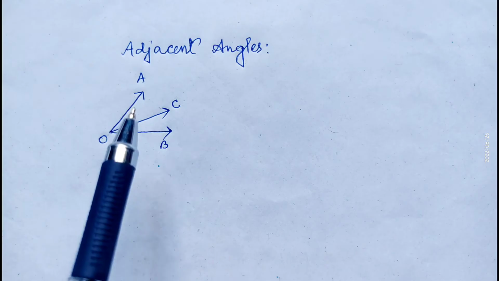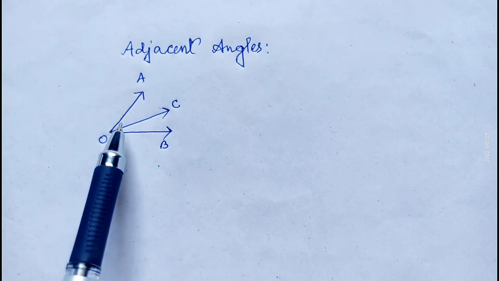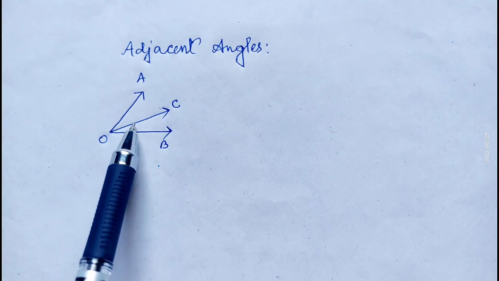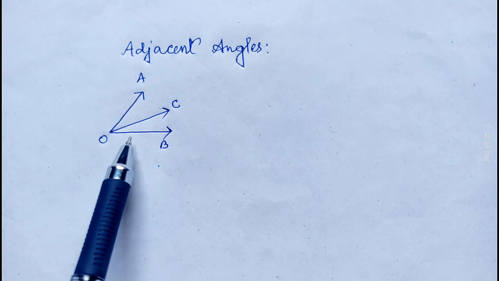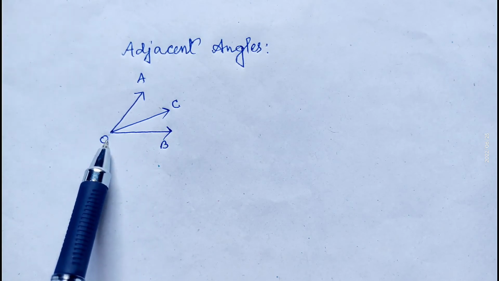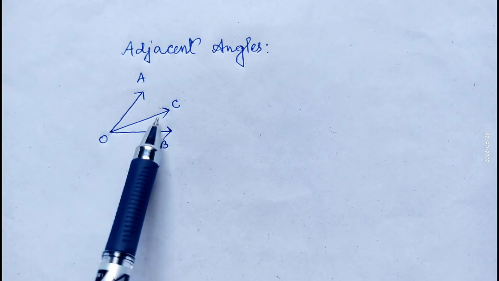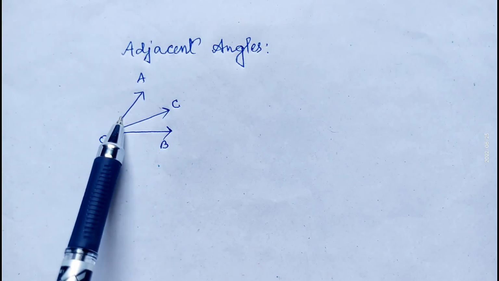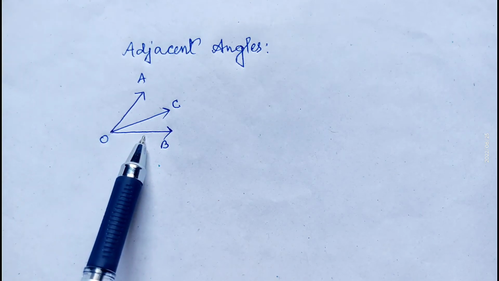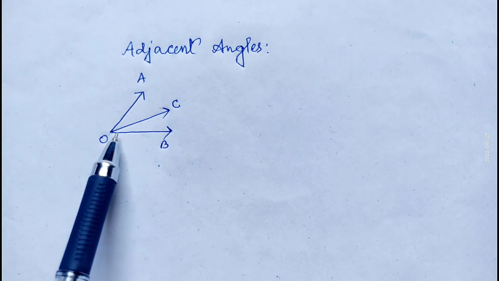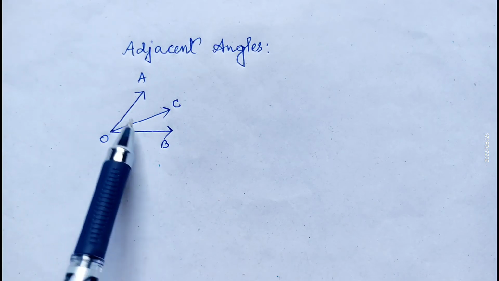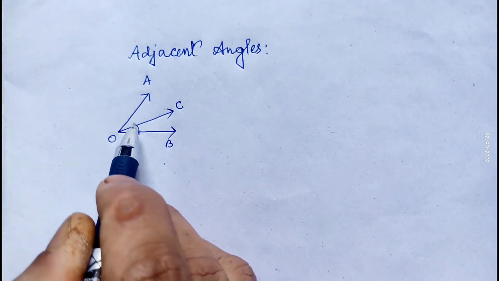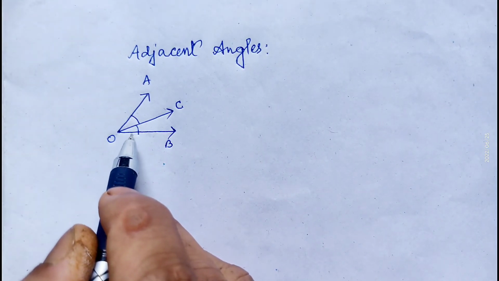Here, the first term is adjacent angles. Suppose there are two angles BOC and AOC. These two angles will be termed as adjacent if they have a common vertex. Here the vertex is O. They have one common arm, here OC is the common arm. The non-common arms OB and OA are on either side of the common arm. So as you can see, OB and OA are on the opposite side of OC. So the angles BOC and AOC are adjacent.